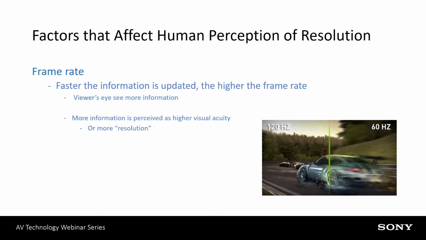I mentioned 120 hertz. There have been a lot of studies over the past few years regarding 120 hertz. The human eye likes the higher frame rate. It perceives that as being higher resolution or more information. It's a challenge from an infrastructure point of view, but if you have applications that have any kind of high-speed movement, 120 hertz is a nice feature to have, and you may want to keep that in mind.